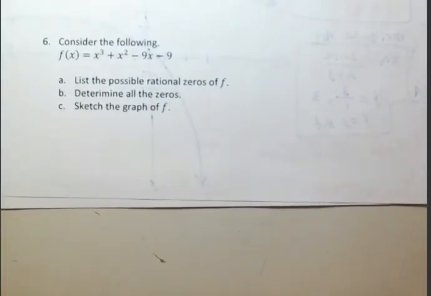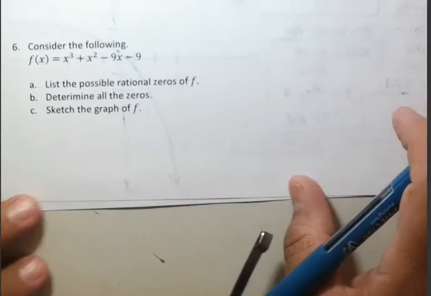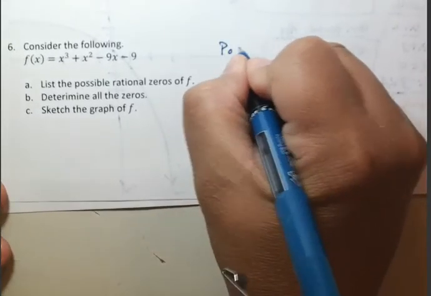So for 6, it says consider the following: x cubed plus x squared minus 9x minus 9. And then it says list all the possible rational zeros, determine all the zeros, and then sketch the graph. The possible zeros, you find them by looking at the constant and then the leading coefficient. So, possible zeros.